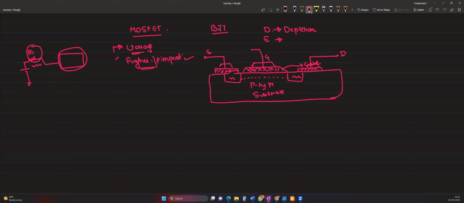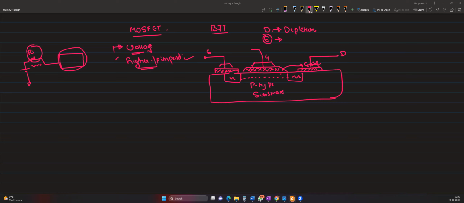By default, in the depletion type, no, first we are talking about the enhancement type. In an enhancement type MOSFET, by default there won't be any channel. As you apply this voltage or field, the channel is going to be established. Due to this channel, the drain to source current starts flowing. That is the functionality of the enhancement type MOSFET.